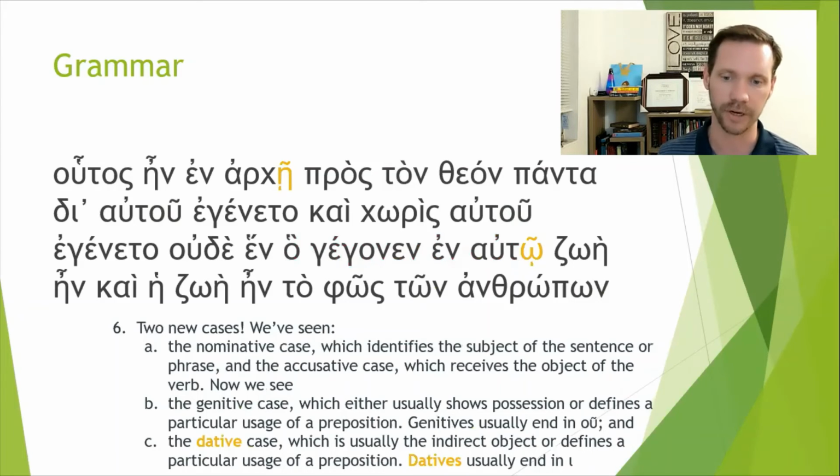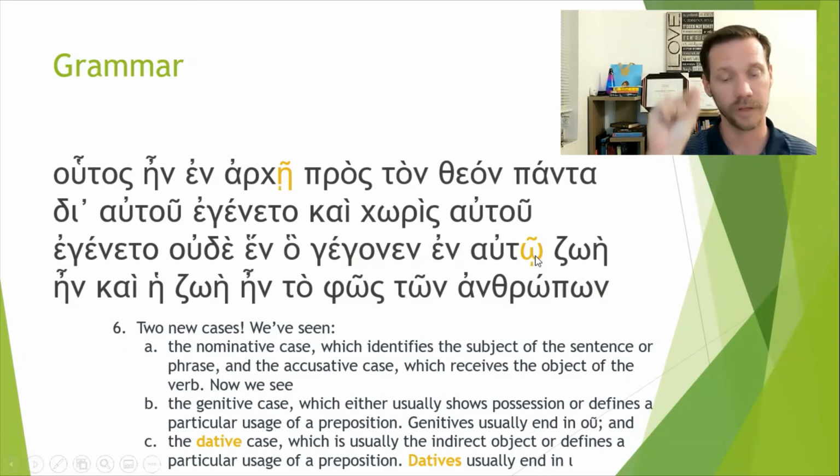It's an indirect object kind of thing, okay? It's going to end in an iota. And notice here, in both of these cases, the iota is underneath the letter. It's under the eta and it's under the omega, but very often datives will end in an iota.